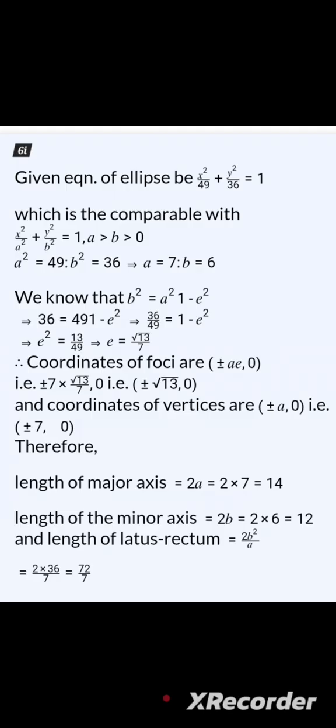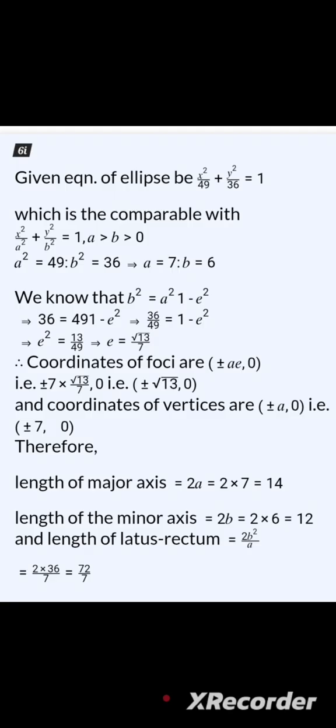So first of all, we need to identify, as we have explained before, whether this is a horizontal ellipse or a vertical ellipse. That means whether the major axis is the x-axis or the y-axis. It's quite clear from the greater denominator of x square. The denominator of x square is 49, which is greater than 36, the denominator of y square. That means the x-axis is the major axis. So it's a horizontal ellipse whose center is at 0, 0, and the foci will be at plus minus ae, 0.